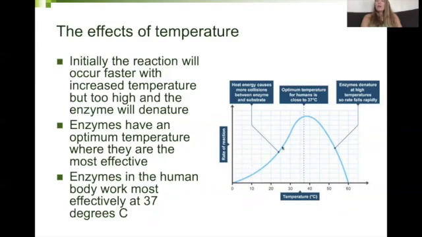So below optimal temperature, the enzyme is still functioning. It's not denatured, but things aren't moving fast enough to find each other. Above the optimal temperature, now your enzyme doesn't have its shape anymore. The active site isn't there. Most of the enzymes in your body work at body temperature. Makes sense, right? So the optimal temperature is around 37 degrees Celsius.